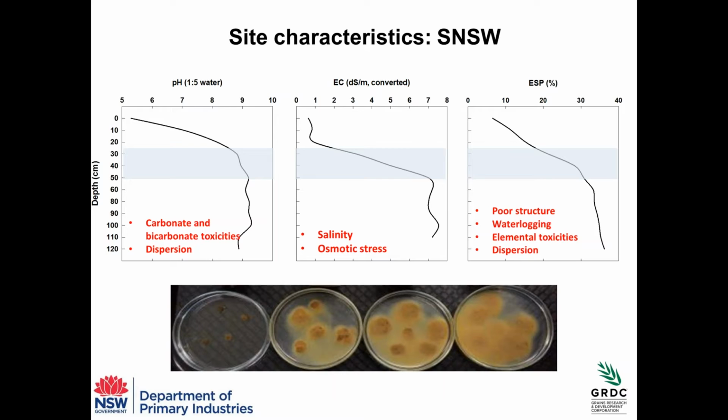The first thing that I'd like to highlight is the pH, and we measure the pH in water. I'll explain why I'm emphasizing water versus calcium chloride. Most of the soils in the southern region of Australia have a pH of about 5 to 6 in the topsoil, and the pH increases massively by depth. In the deeper profile, we actually reach a pH of about 8.5 to 9.